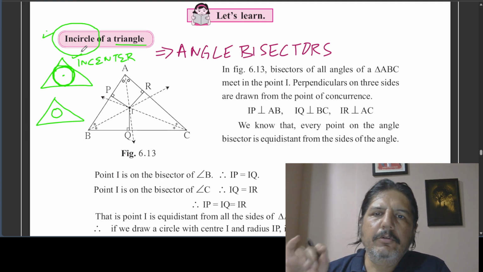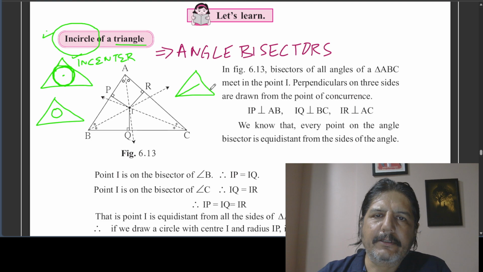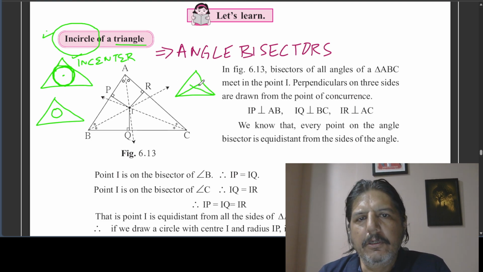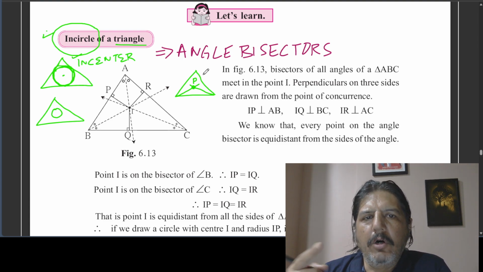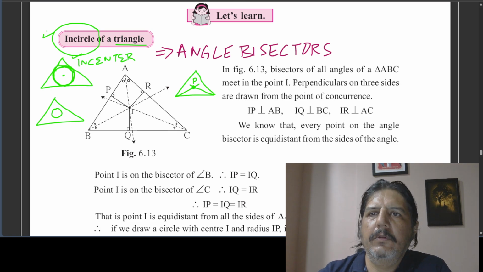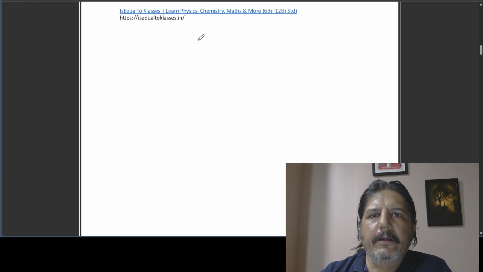So what you will do is you will be given a triangle. Draw any two angle bisectors. Let us assume I draw these two angle bisectors. Now using this point, let me call it P, I will be drawing the incircle. So how will I draw?